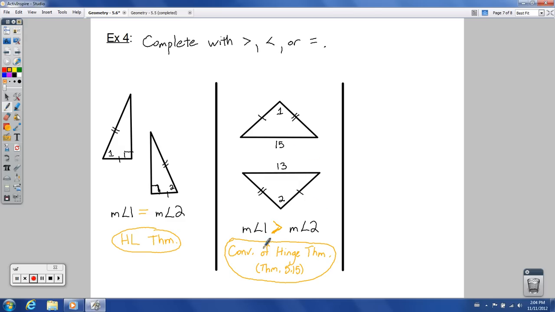And so let's write one more thing under there. Converse of the Hinge theorem, since 15 is greater than 13. So we could say that that's the case. And that's still theorem 515. So put that in there.